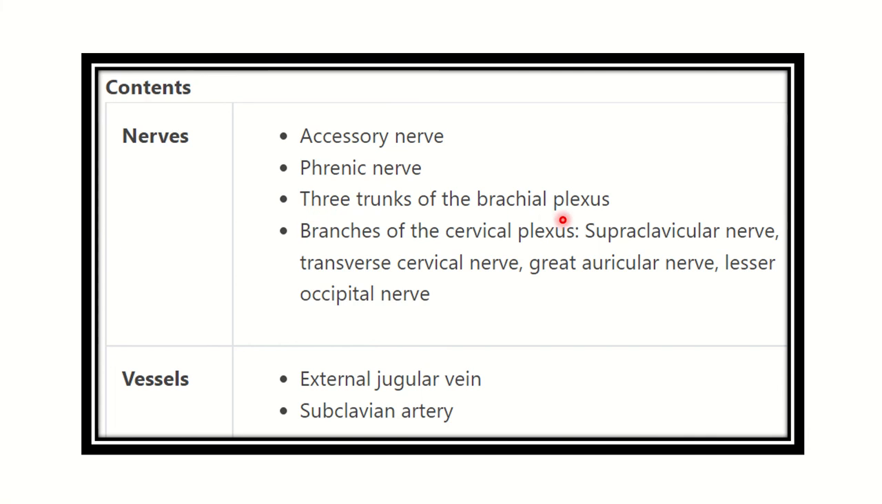Then there are the three trunks of the brachial plexus, and branches of the cervical plexus: the supraclavicular nerve, transverse cervical nerve, greater auricular nerve, and lesser occipital nerve. So greater auricular, lesser occipital, supraclavicular, and transverse cervical nerves are branches of the cervical plexus. So here we have the brachial plexus, cervical plexus, and the accessory and phrenic nerves. These four points are very important: accessory nerve, phrenic nerve, brachial plexus, and branches from the cervical plexus. These four are very important contents of the posterior triangle of the neck.